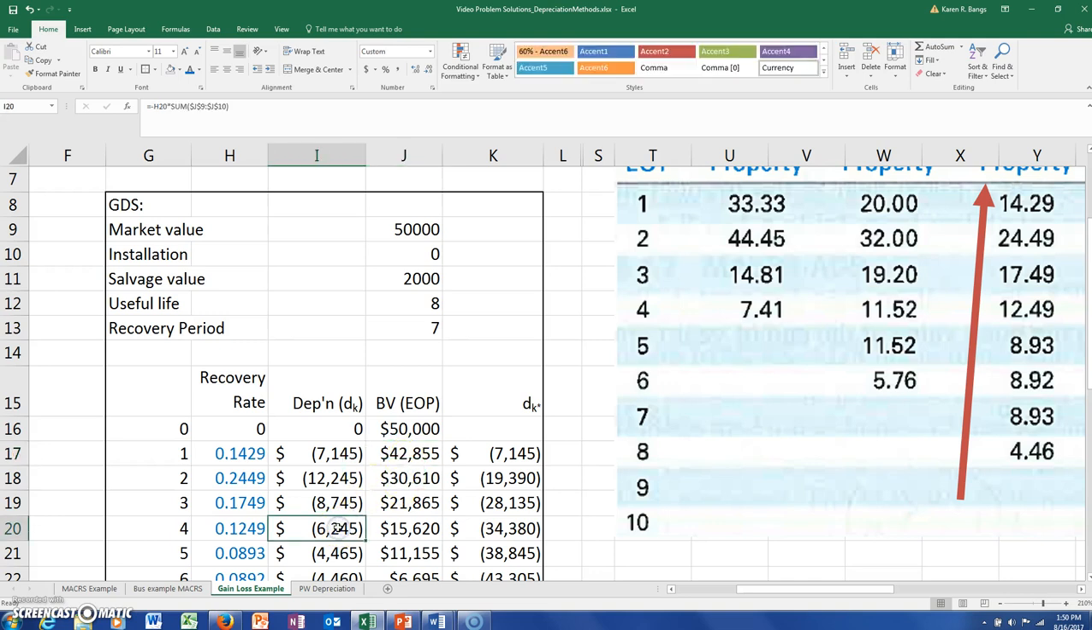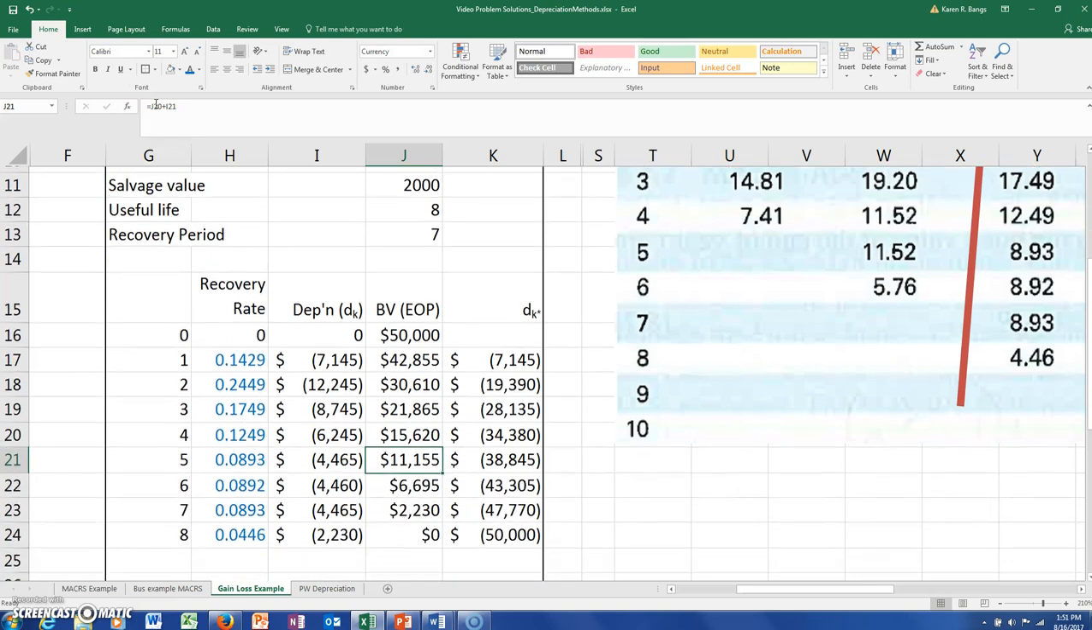And we go down here, just as another example, we see again the recovery rate of 12.49% in year 4 times the cost basis of $50,000 gives us depreciation of $6,245. Our remaining book value is the prior period's ending book value minus depreciation. That gives us the ending book value. So we have our depreciation schedule here.